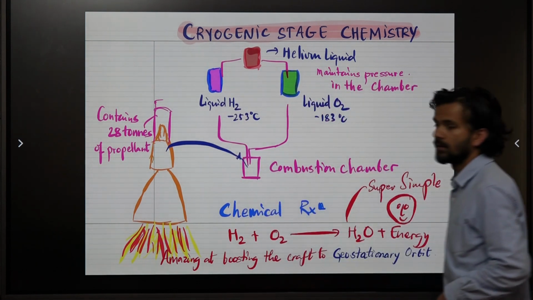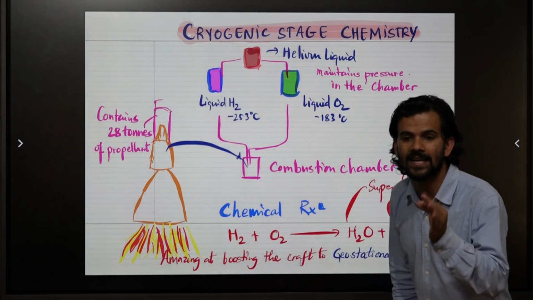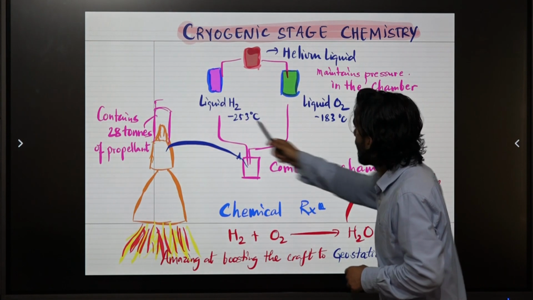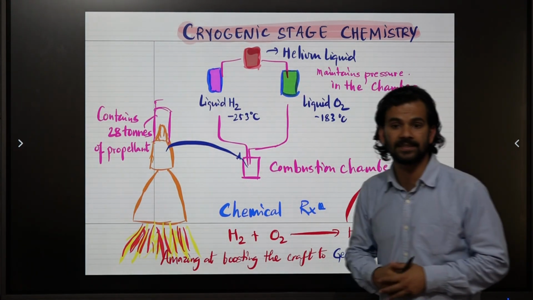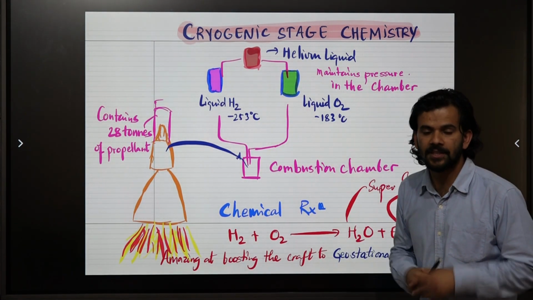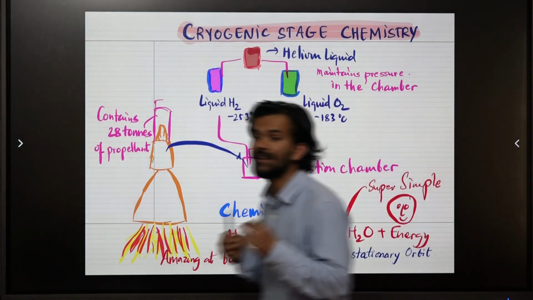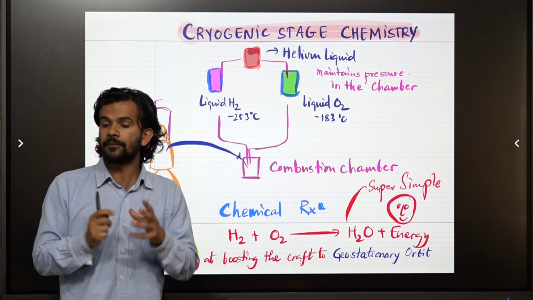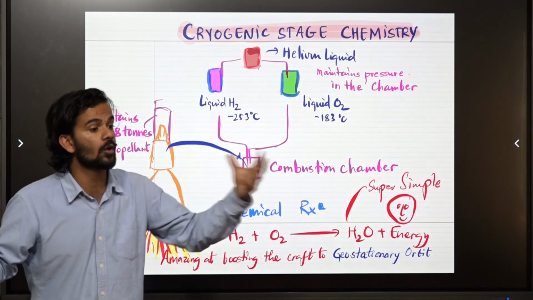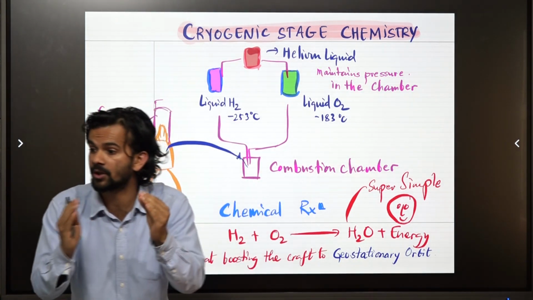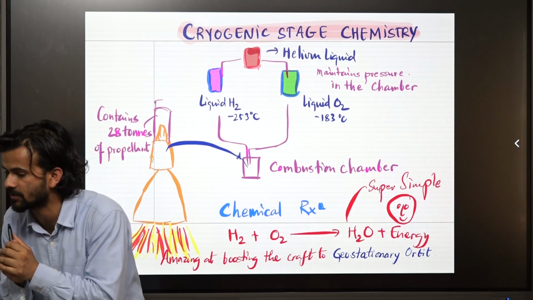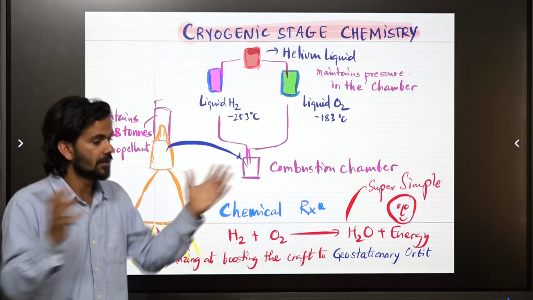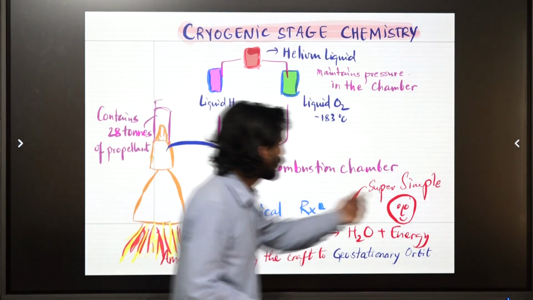You see? 28 tons, that is 28,000 kilos of liquid hydrogen and oxygen is present. And this fuel is called cryogenic fuel because it is at very, very low temperature. If you carry gas, you cannot store lots and lots of gas in a small chamber, because we need to make the rocket as small as possible. Otherwise, it requires lots and lots of space.